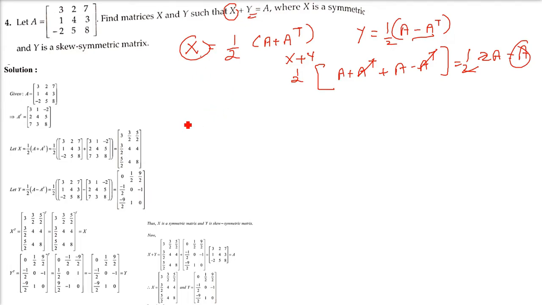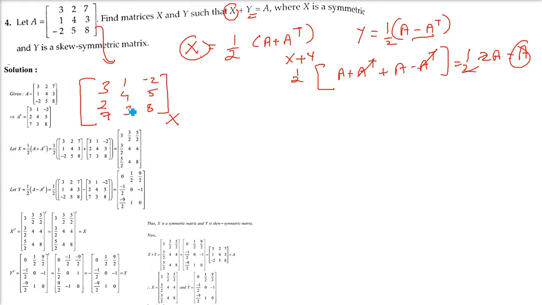That is matrix. So the X needs to be a symmetric matrix. That is, when you take the transpose, the same matrix should come. So A transpose is what? Row to column. So 3, 2, 7 will be the first column, 1, 4, 3 will be the second column, and negative 2, 5, 8 will be the third column. Okay. So this we have taken the transpose.